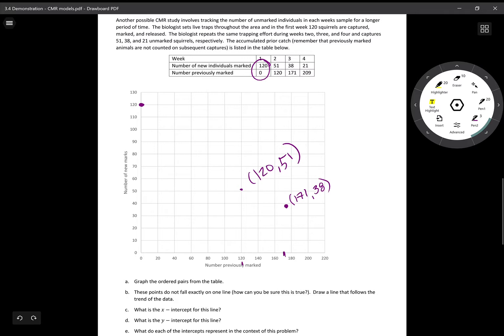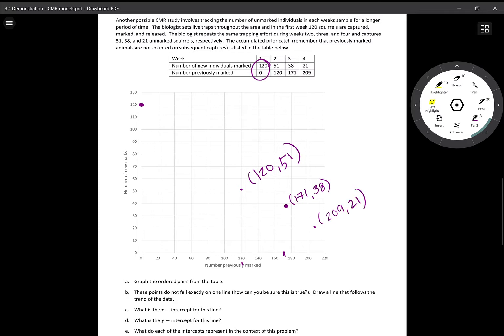Okay, and then last but not least, week 4, we'd marked 209 squirrels total. We went and we captured squirrels, and of those squirrels, there were 21 of them that didn't have marks already. So this was 209, marked 21 new ones.